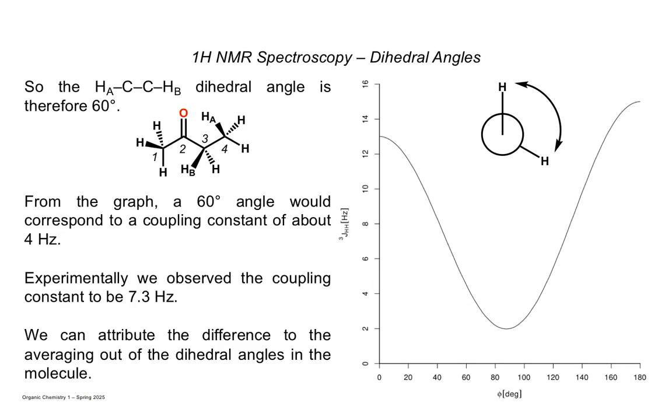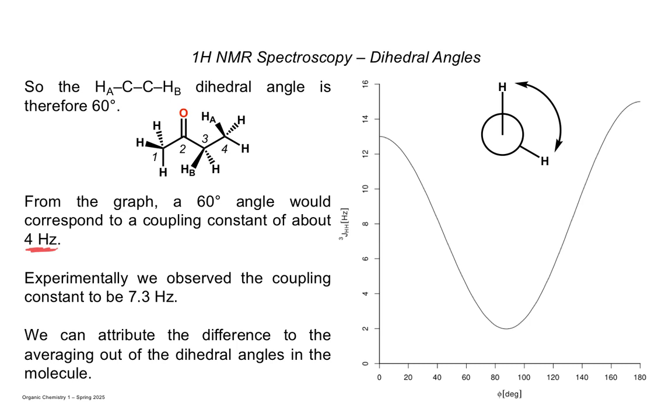So the reason that experimentally you do not see 4 hertz: if it's sitting like that, the angle was 60, so it should be 4 hertz. But what happens is, remember you have this sigma bond, and it's constantly rotating. So there's always this energy at room temperature. It's rotating like billions of times per second.